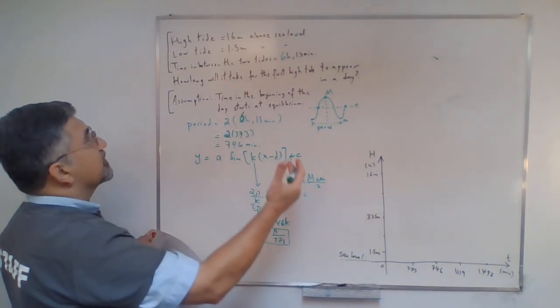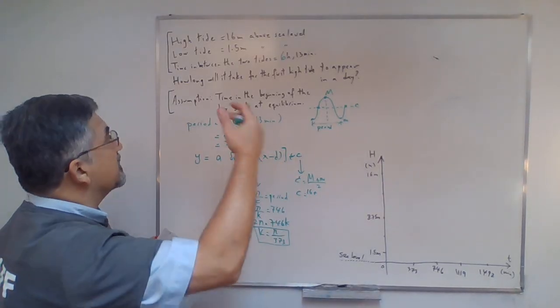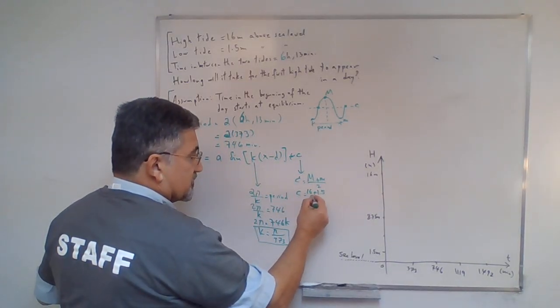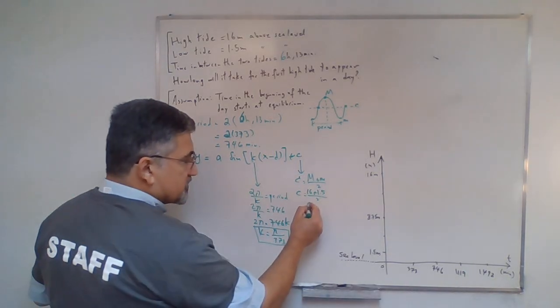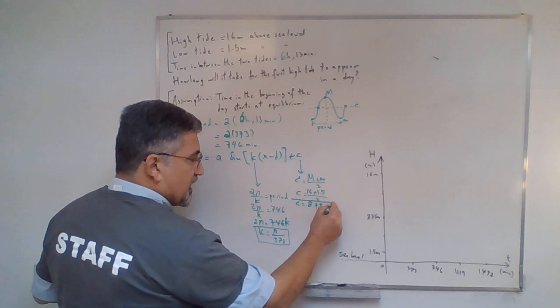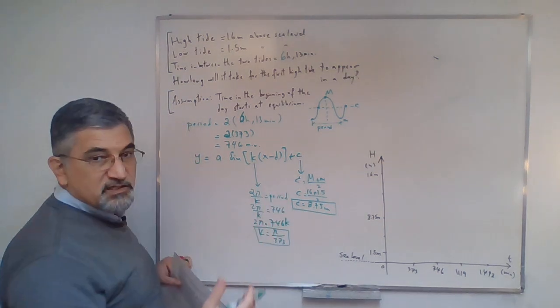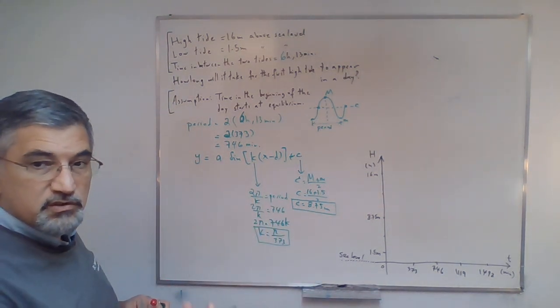So the maximum is 16 meters. That's the high tide. Minimum is 1.5. So you add them up and simply divide it by 2 to find the average. So it's going to be 8.75 meters. So you see how we are finding the values of A, K, D, C one after another using the given information in the problem.